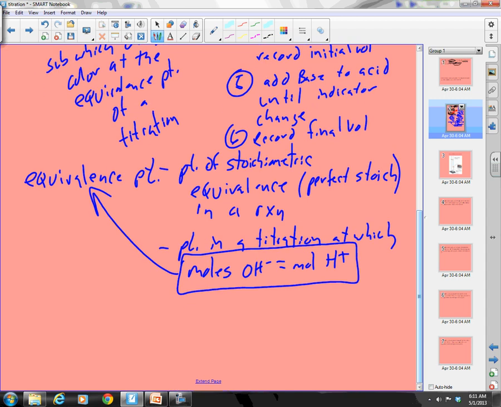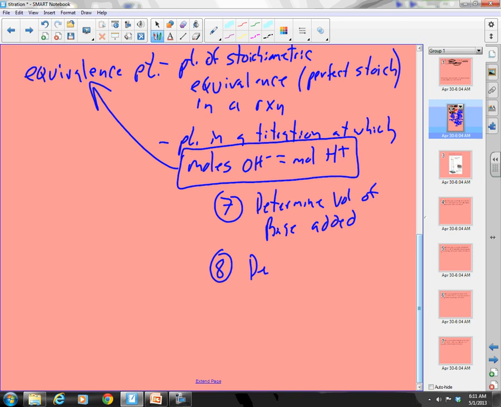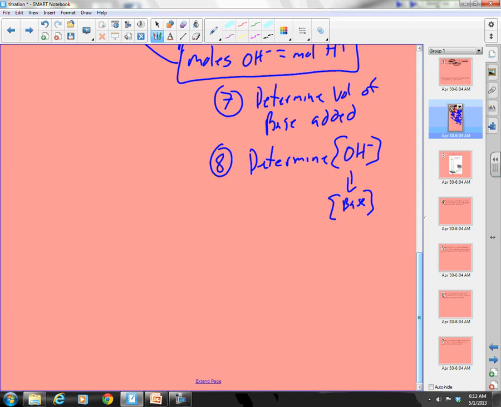And then we're going to come down here to 7: determine the volume of base added. And then 8, you can determine the concentration of hydroxide, and from there, you can get the concentration of your base. Now, how do we do that? Let's talk about 8. What do we know? I know my liters of acid, and I know my molarity of acid. So if I take liters of acid times molarity of acid, that'll give me my moles of acid, moles of H plus.